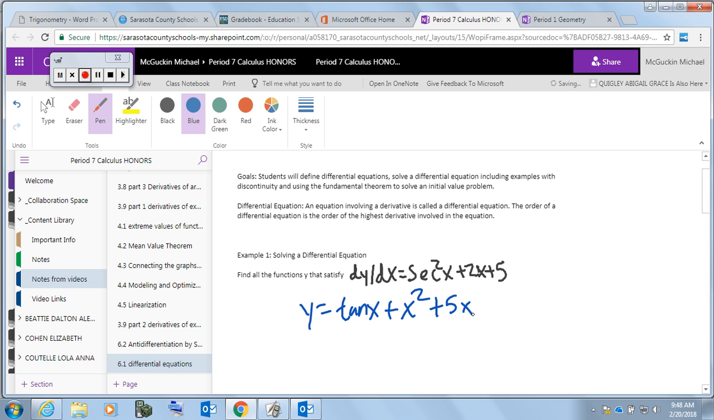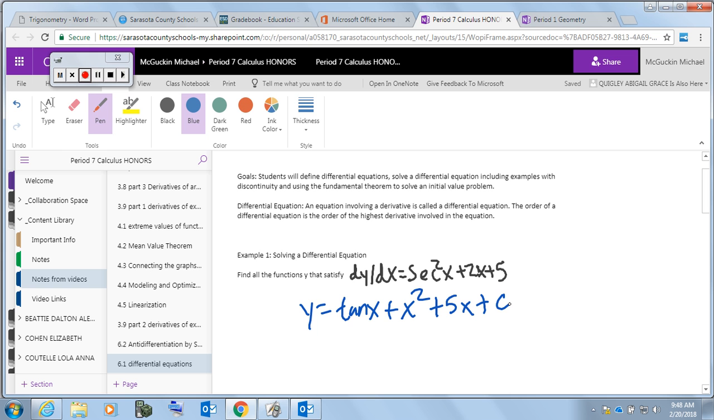But remember, what if there happened to be a constant involved in this scenario? That's when we add our plus c. If we took the derivative of a constant, it would have been 0, so there's a possibility that there was a constant in there as well. So you might be thinking, oh well, no, this isn't an exact equation because there is a c that is involved.